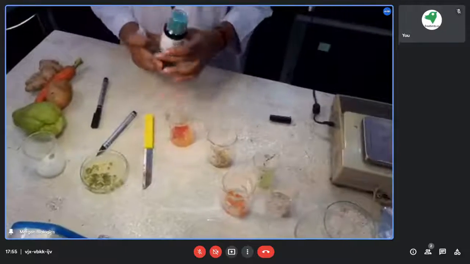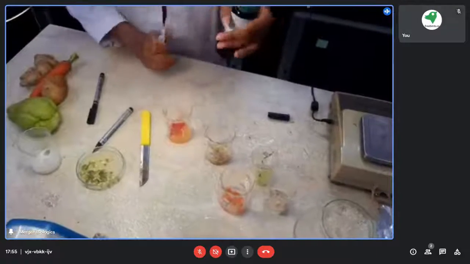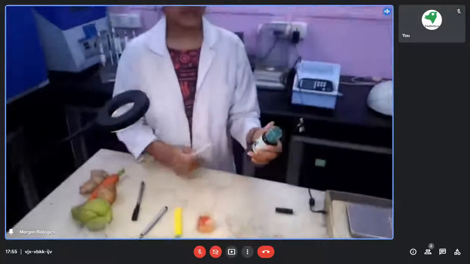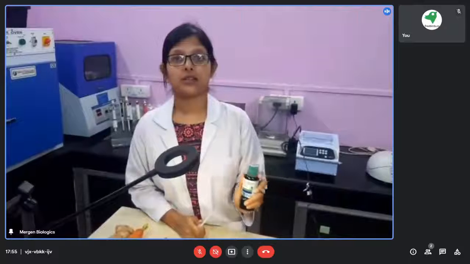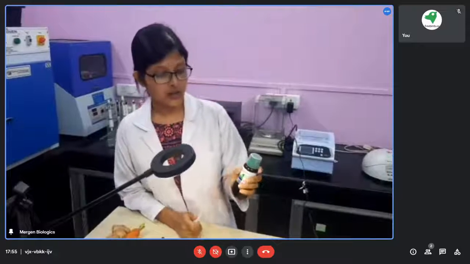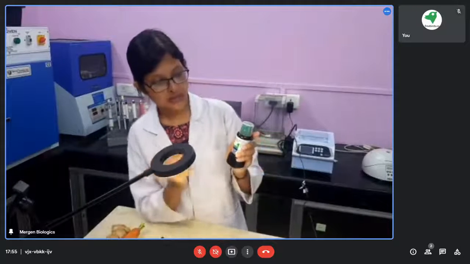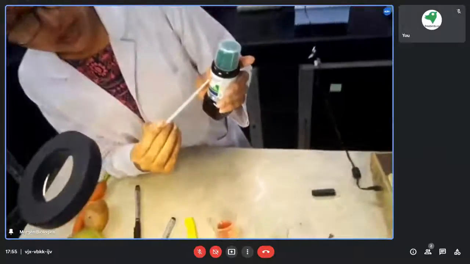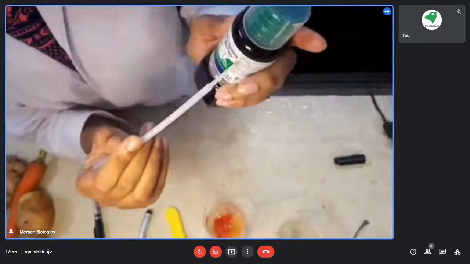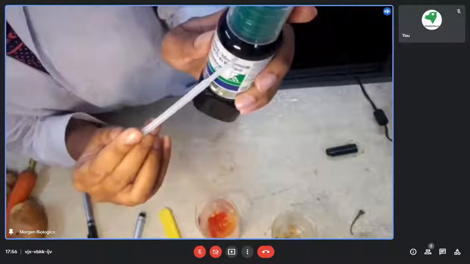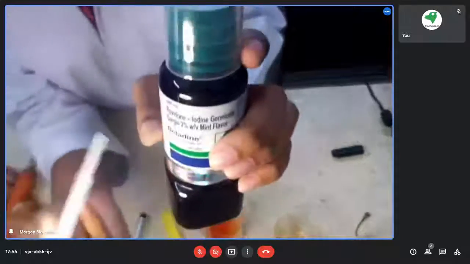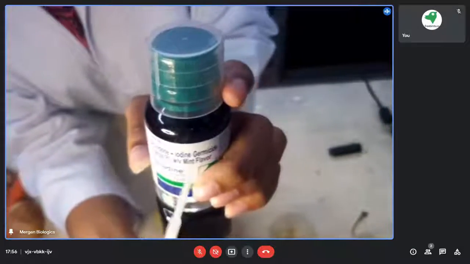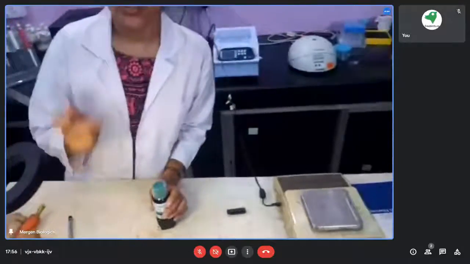Now why this betadine solution am I adding, or why not any other medicine that we have? Actually I am adding this not as a medicine but as an iodine solution. As you can see, in the name itself, it is povidone iodine. So for this iodine part I am using this. This will act as an iodine solution for our experiment.